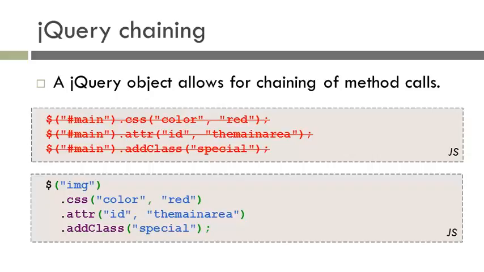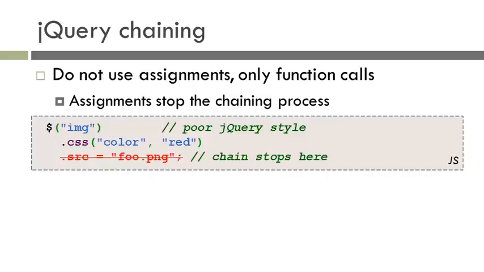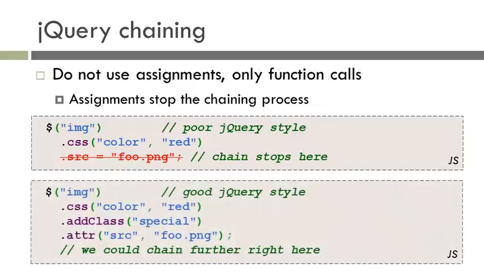To create a chain, you first create a jQuery object and then continue to add the different method calls to the object. To terminate a jQuery chain, a semicolon is used on the last statement in the chain. Please note that you should only use function calls for jQuery chaining. While you can use an assignment, a semicolon must be used for the assignment, which terminates the chain. Instead of using an assignment for a DOM field, use the jQuery attribute or attr method instead.